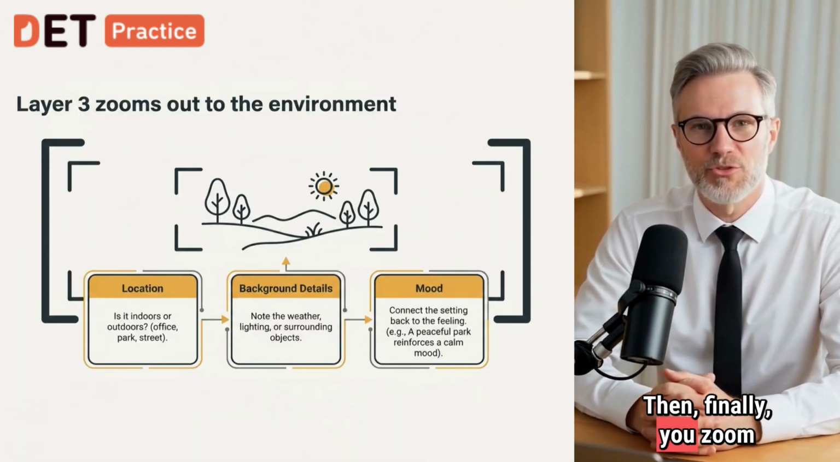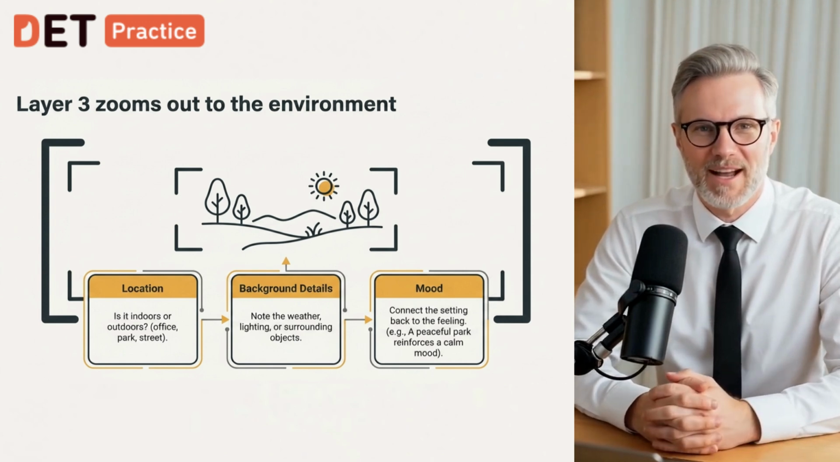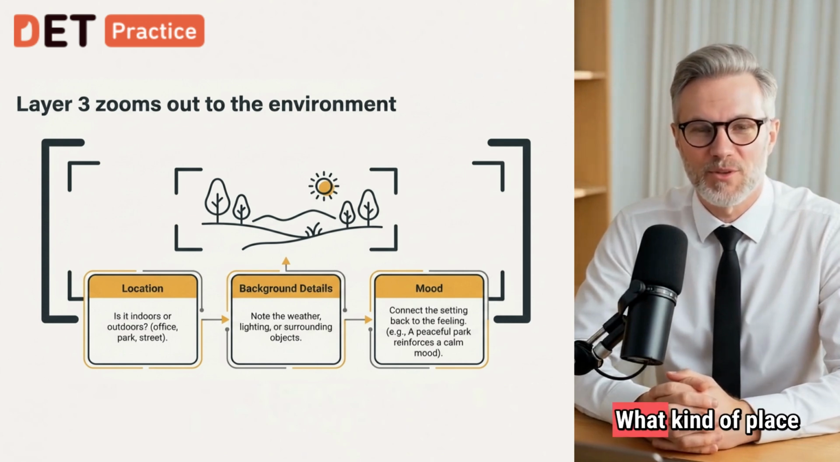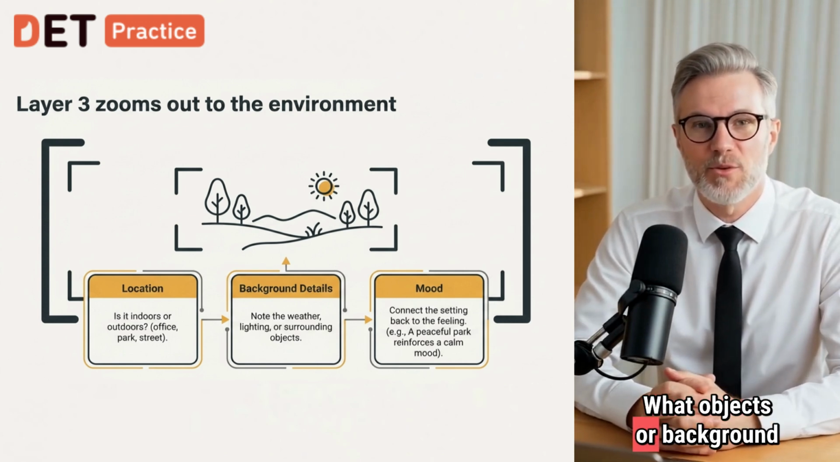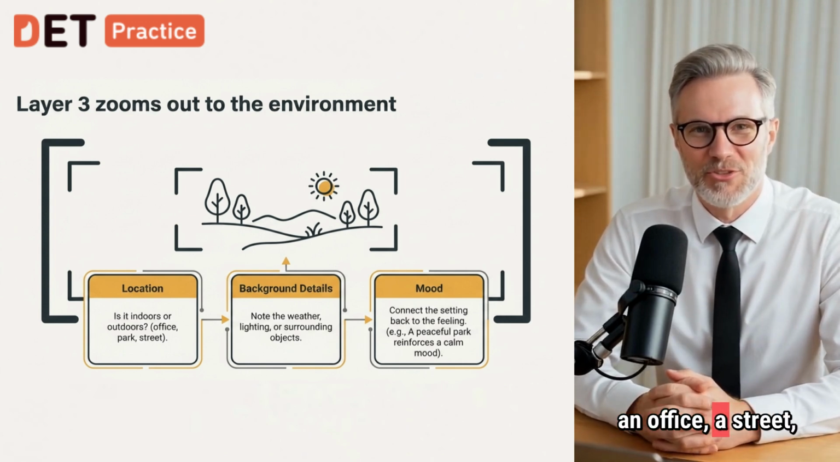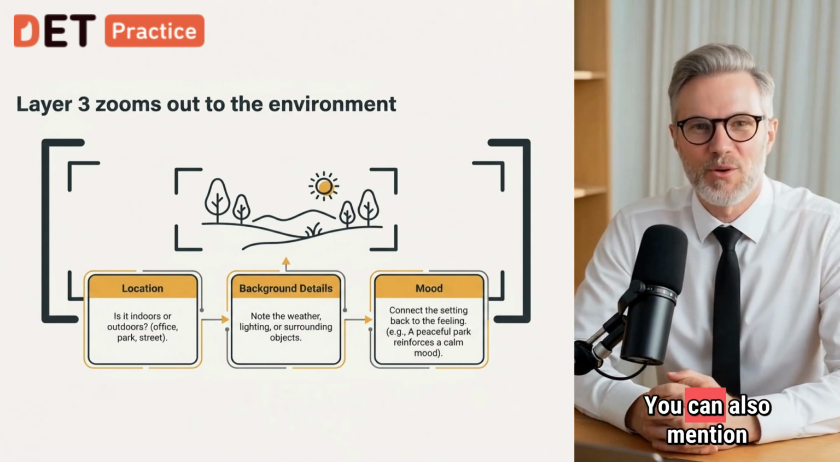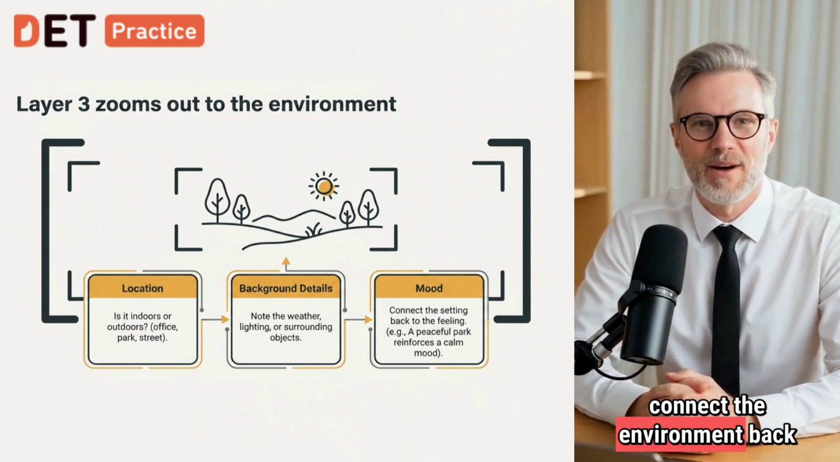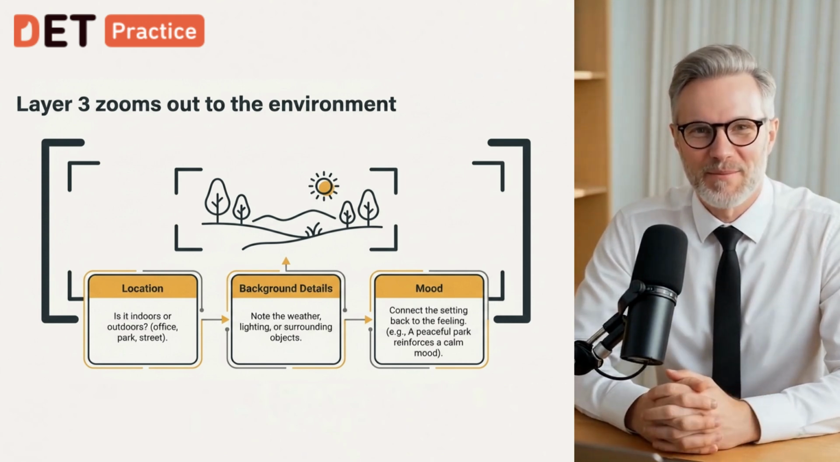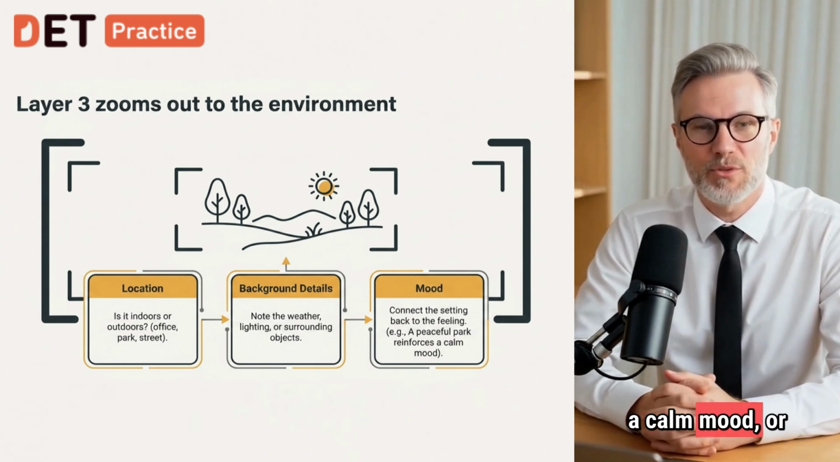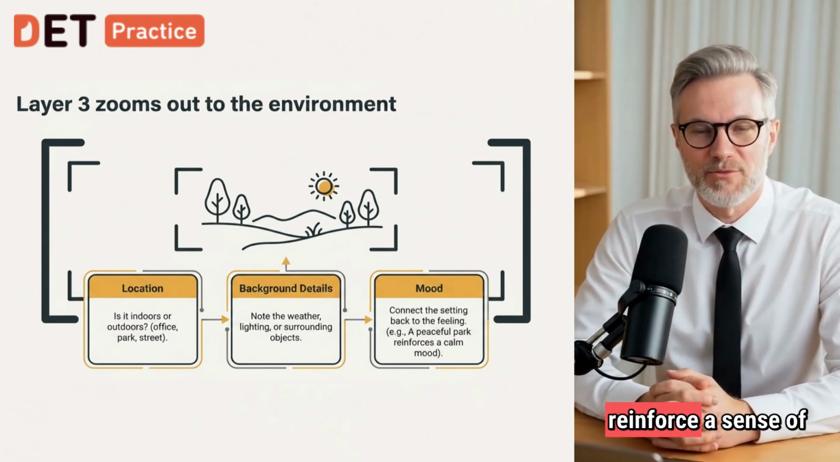Then, finally, you zoom out to the environment. Ask yourself where this person is. Is it indoors or outdoors? What kind of place is it? What objects or background details can you see? Maybe it's a park, an office, a street, or a home setting. You can also mention weather, lighting, or anything that stands out in the background. And then try to connect the environment back to the overall feeling. For example, a peaceful park setting might reinforce a calm mood, or a busy office might reinforce a sense of work or focus.